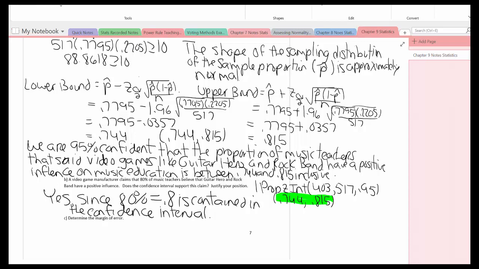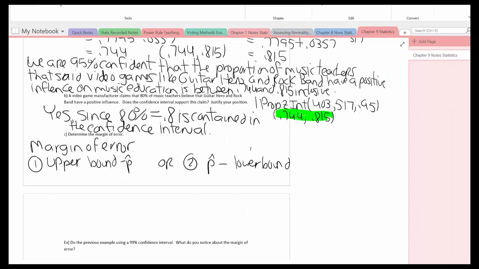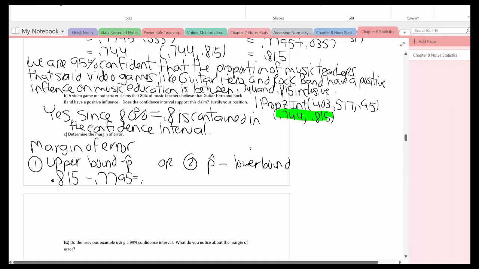Okay, let's take a look at part C then. Determine the margin of error for this. Well, the margin of error, you have 2 different ways to look at this. And I'm going to write both scenarios down now. You can either write it as the upper bound of the confidence interval minus p hat, or p hat minus the lower bound, because remember, p hat should be right smack in the middle. So I can write it like this. Or this. So in either case, that is my margin of error for this.